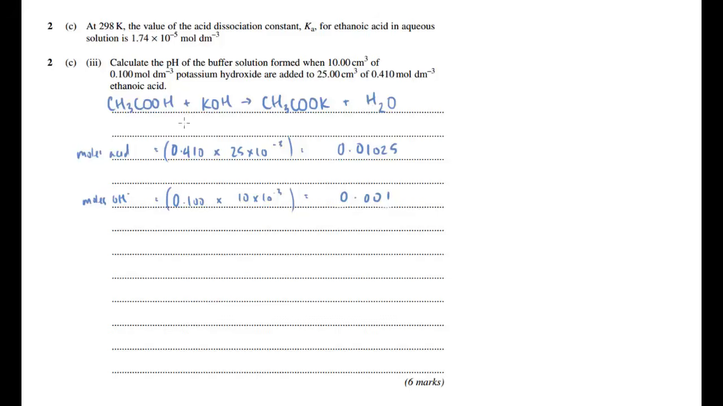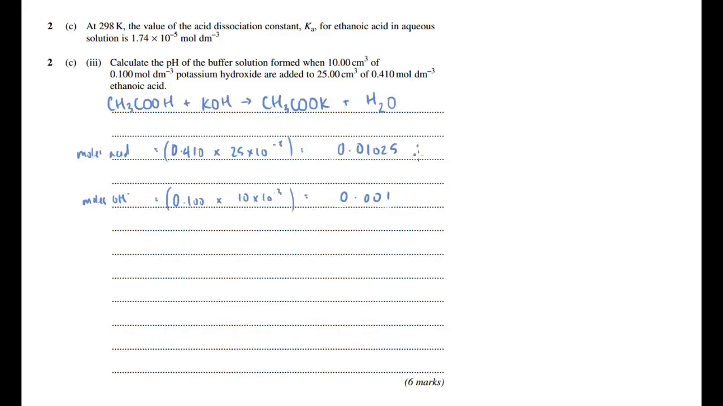Now my acid is therefore in excess. That means that all of my acid cannot react because there's not enough of this to react with it. Therefore, this is the limiting factor as to how much of the acid can react. So 0.001 of this will react. Now that means all of this will react. My potassium hydroxide will completely react. All 0.001 moles will react. Now because this ratio is 1 to 1 to 1 to 1, if 0.001 moles of this react, they can only react with 0.001 moles of this.